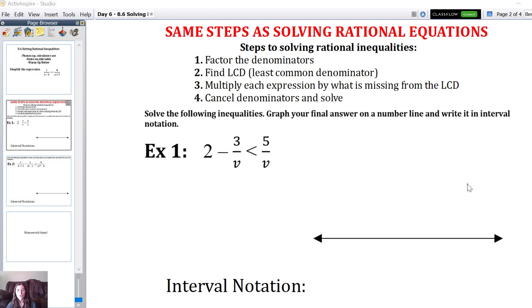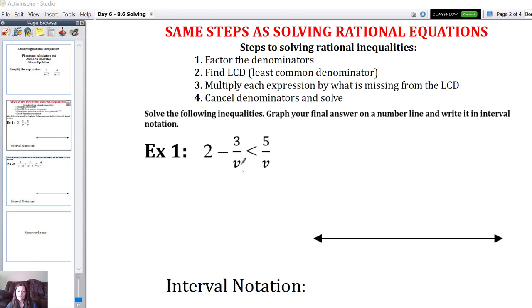Now we're going to solve rational inequalities. The steps for this are the exact same as the steps for solving rational equations. This time we just have a different sign in between. In number 1, we have 2 minus 3 over v less than 5 over v.